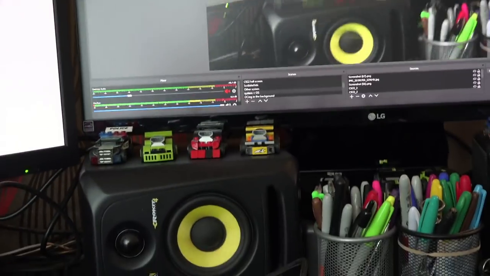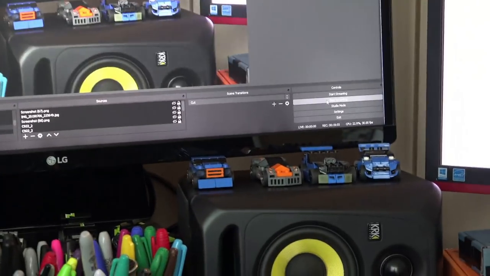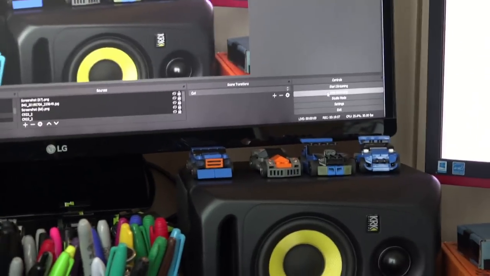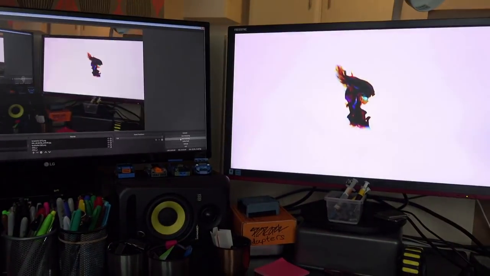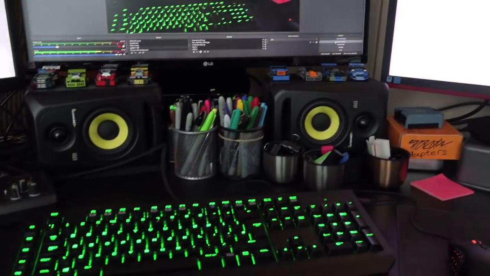And yes, I do have a bunch of Lego cars just sitting on top of those speakers. They're just there, if anybody was wondering. And yeah, I guess at this point we may as well look at the keyboard.